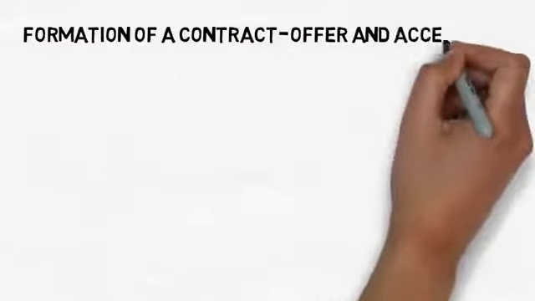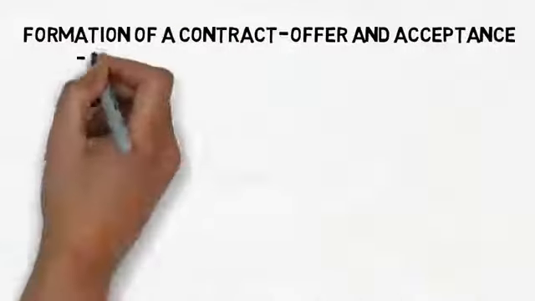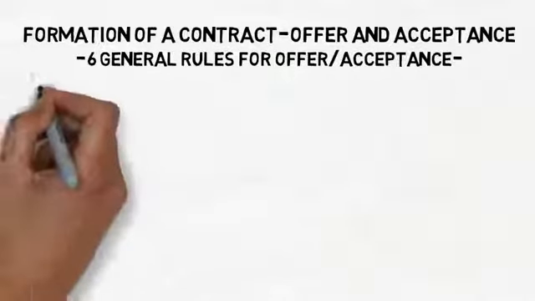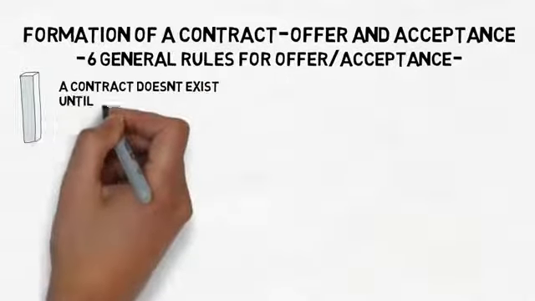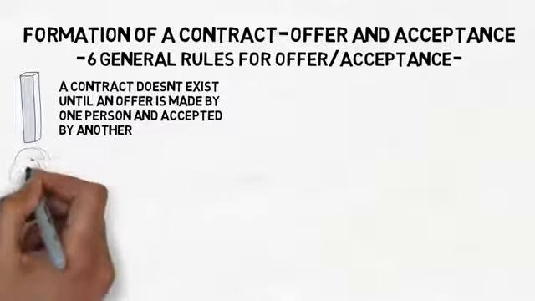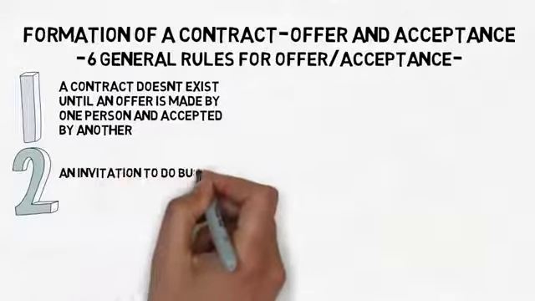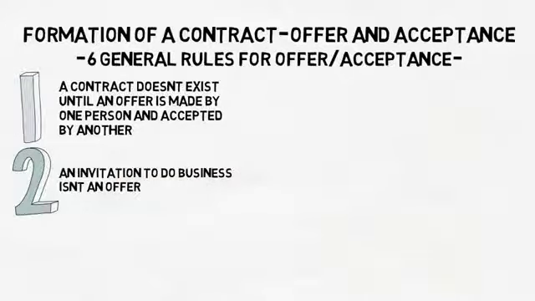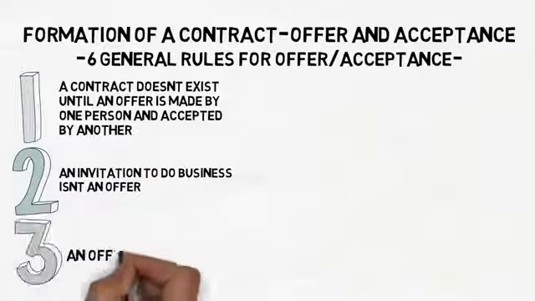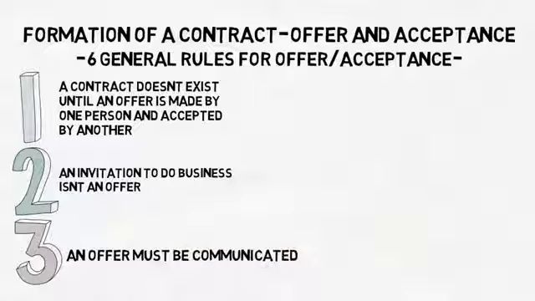Formation of a contract, offer and acceptance. There are six general rules for offer and acceptance. The first one is that a contract doesn't exist until an offer is made by one person and accepted by another. Second, an invitation to do business isn't an offer. Third, an offer must be communicated.